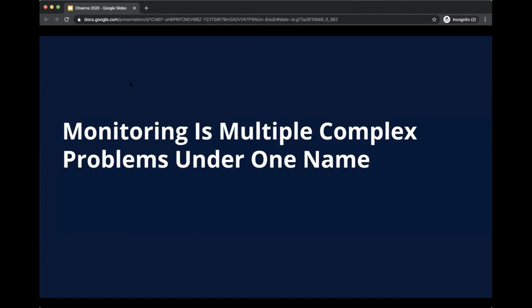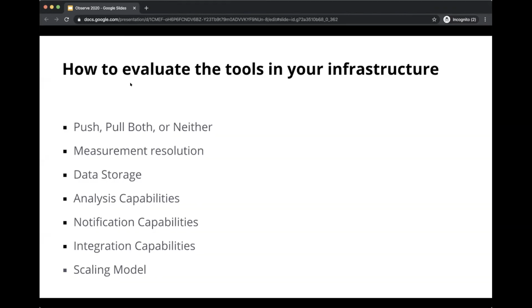Monitoring is a multi-complex problem in this space. I'm running out of time, so I'm going to go through how we evaluated some of these tools. You either have push, pull, both or neither. You have measurement resolution, data storage, analysis capabilities, notification capabilities, integration capabilities, and scaling model. I think these are some of the concerns of who your stakeholders would be and the team that is going to run your observability projects.